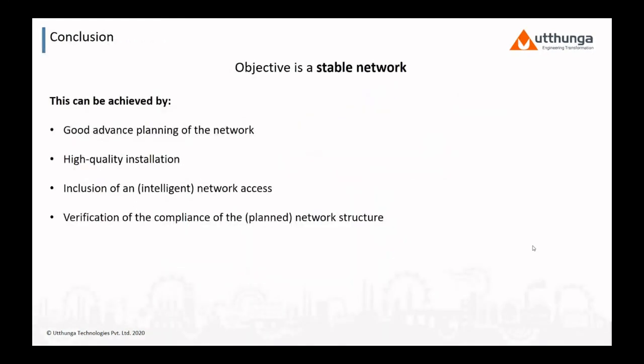The overall conclusion of our network measurement: most PROFIBUS problems are physical problems. That is why measurement is a must. If you do proper maintenance activity or proper measurement, that maintains your stable network. This can be achieved by good advance planning of the networks, high quality installations, and continuous production. There are no frequent problems in PROFIBUS networks.